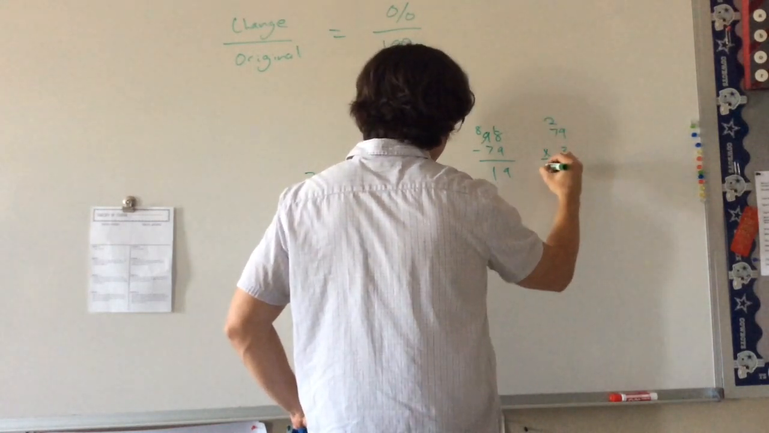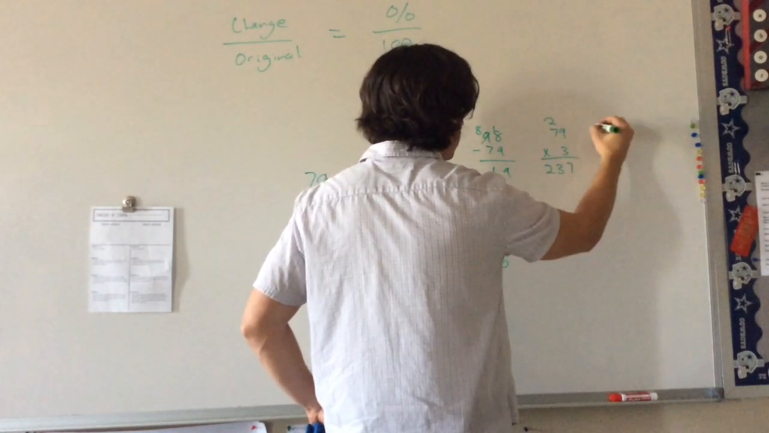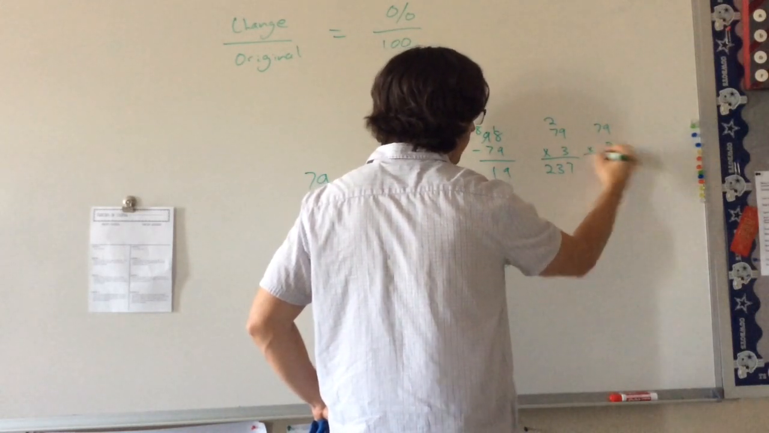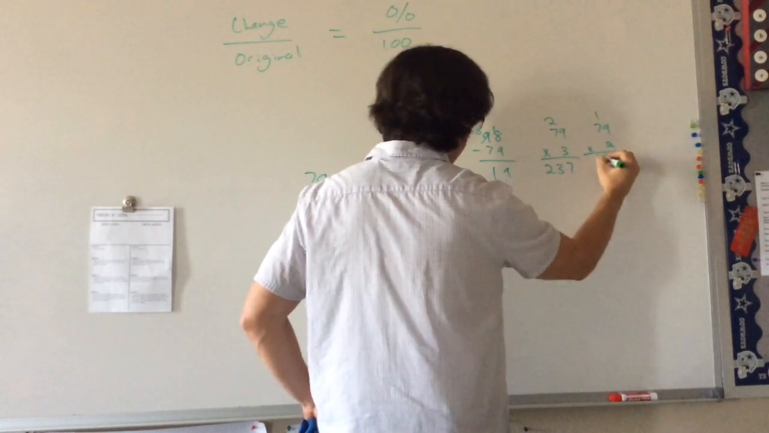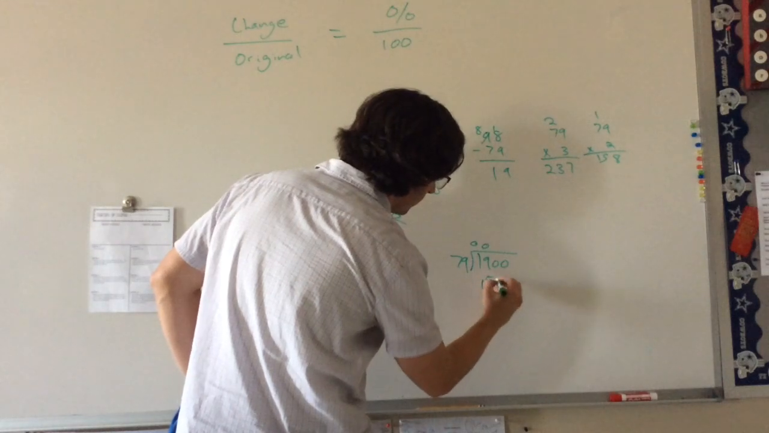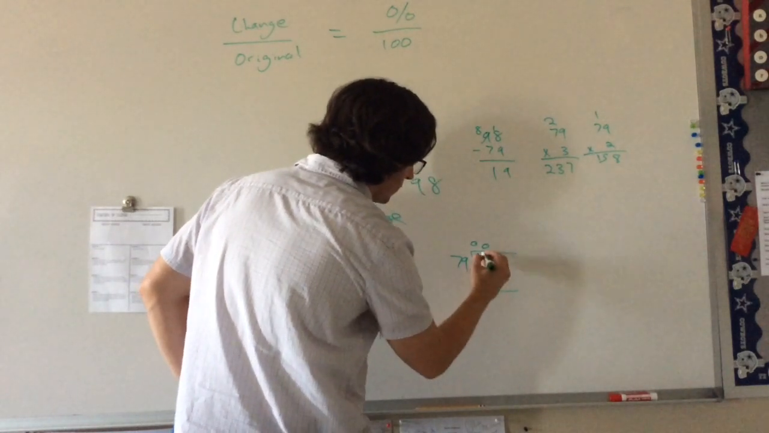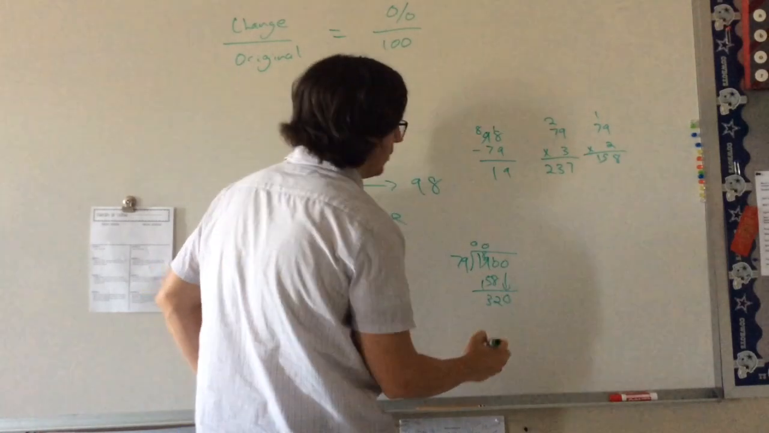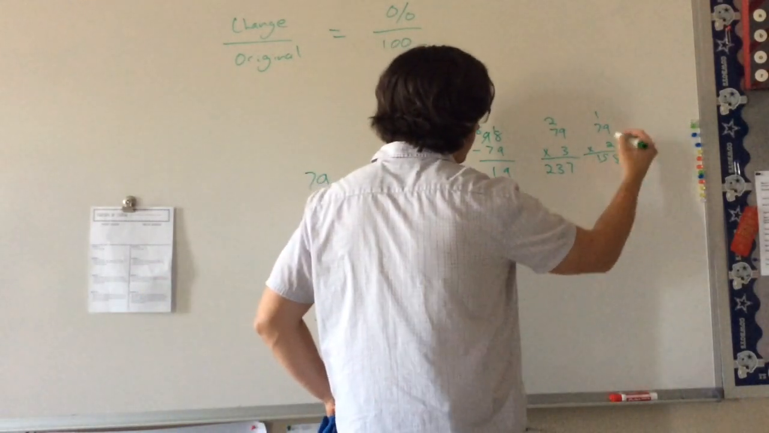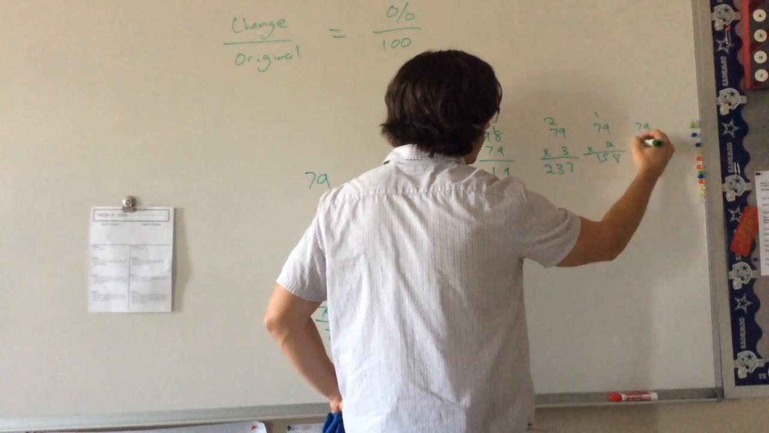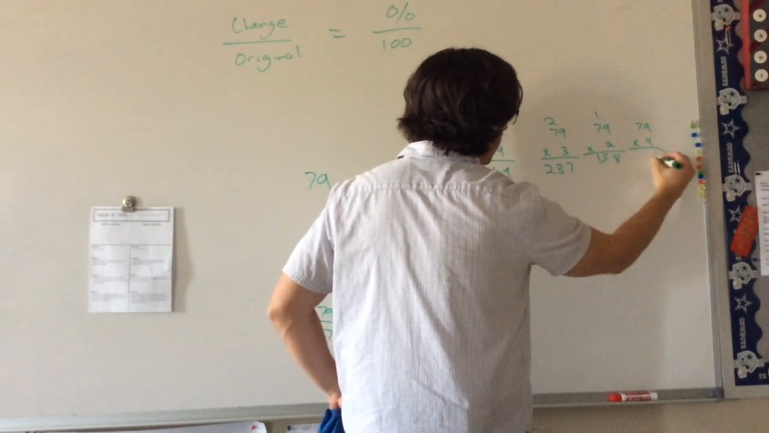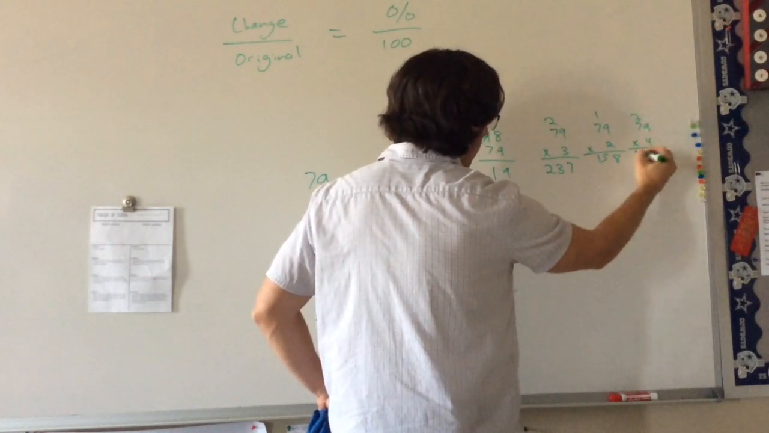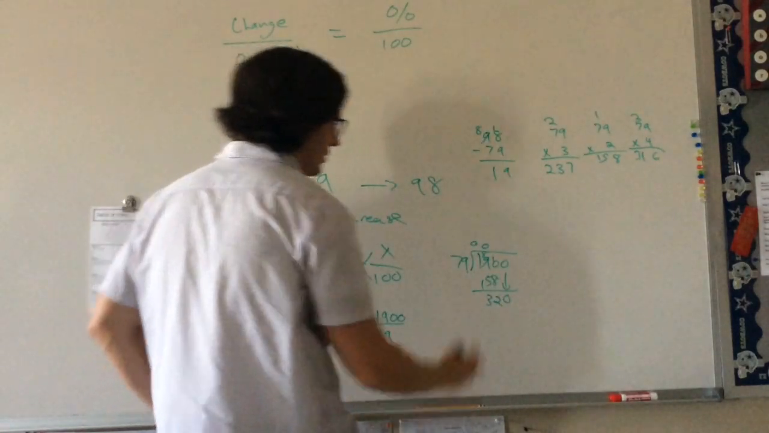7, 14, 21, 23, it's too much. So now we'll do 79 times 2. I get 158. Subtract these out. 32. Let's try 79 times 4. So I get 316.